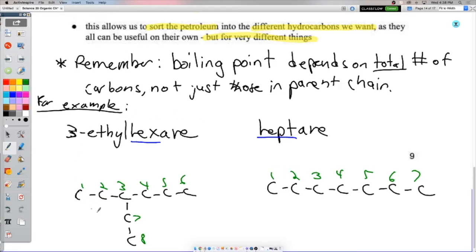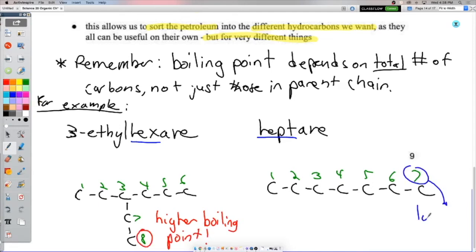So these are both named and drawn correctly. It's not like I made a mistake or anything. It's just that the total number of carbons is what determines boiling point. So we have to include branches in that. So 3-ethylhexane would actually have a higher boiling point than heptane. Okay, so just don't fall for that mistake.